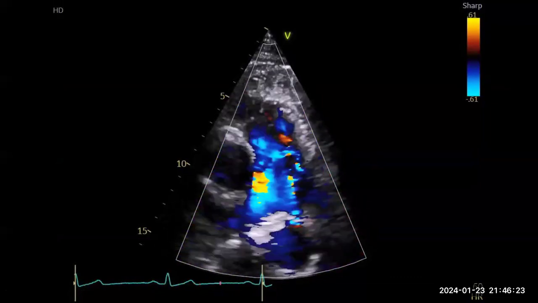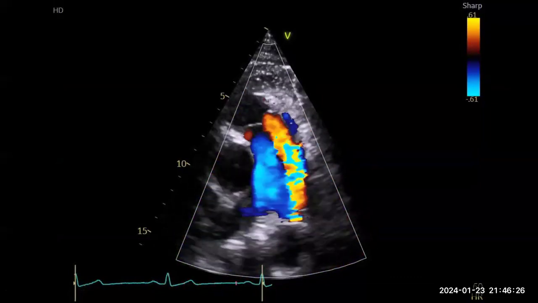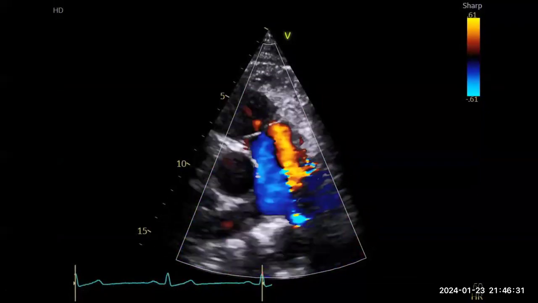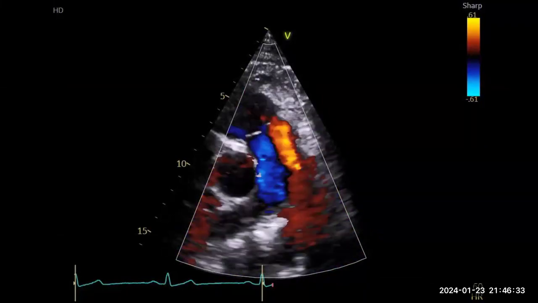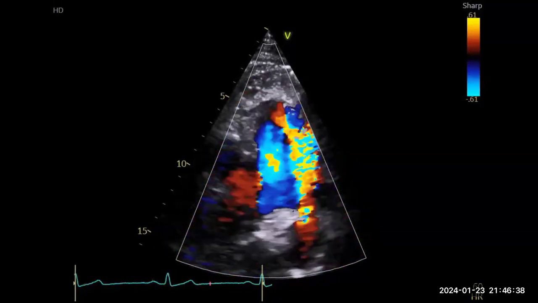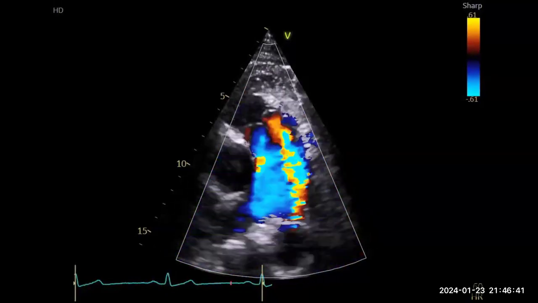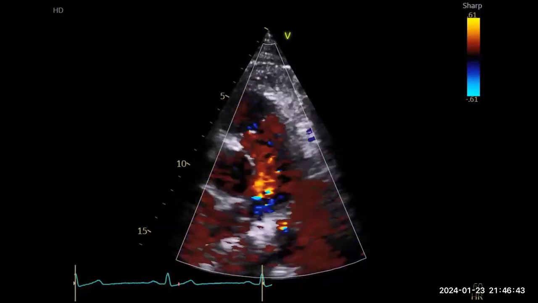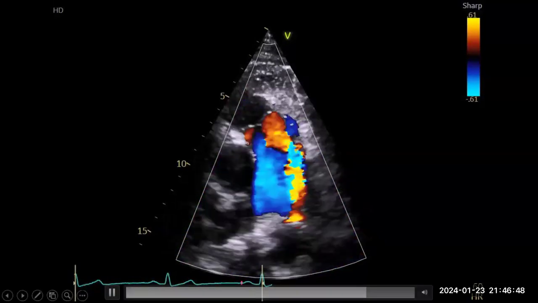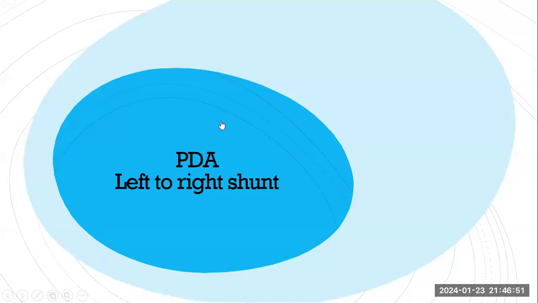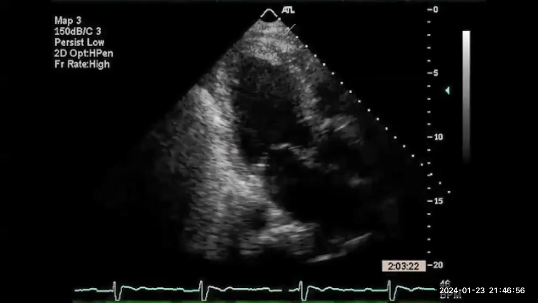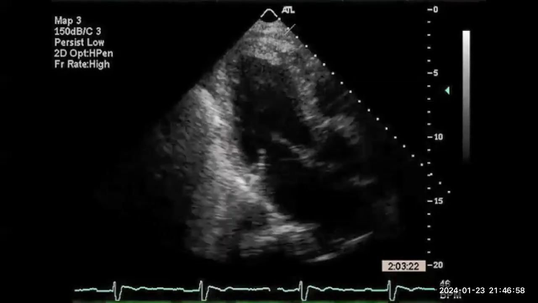So in the sheet, you can mention this is a PDA case with left to right shunt. And if he brought any other view, you can comment about anything else, like the LV size, the RV size, and the function. But I brought this case just to be familiar with the PDA because it might come as a congenital case. Okay, so I think this is an easy question. This is from daily practice.